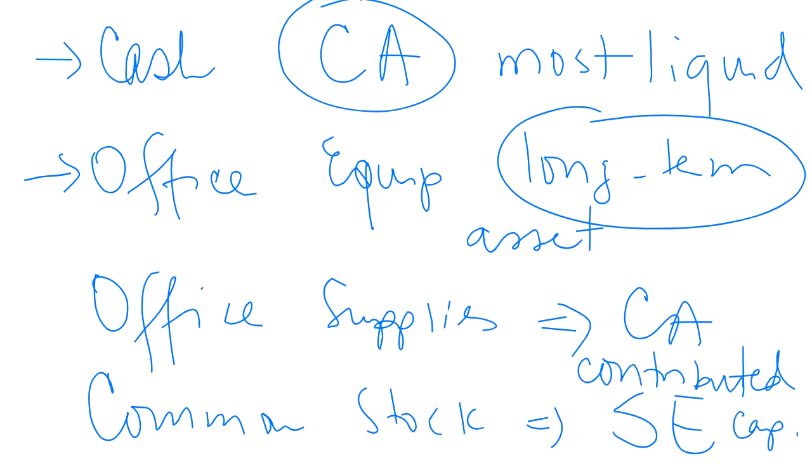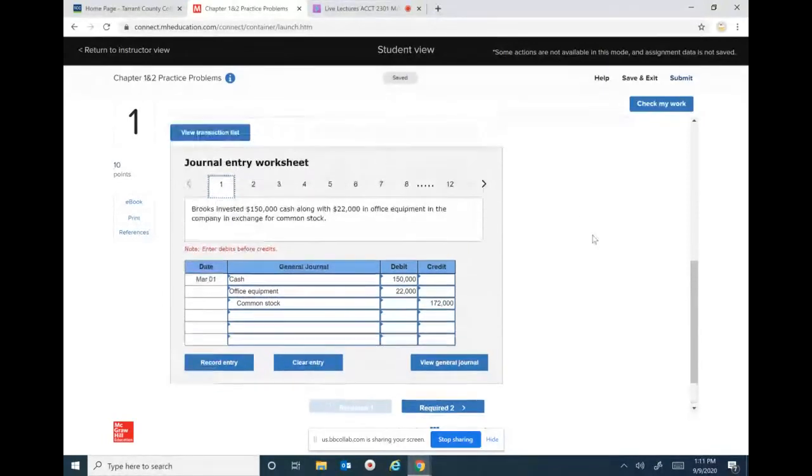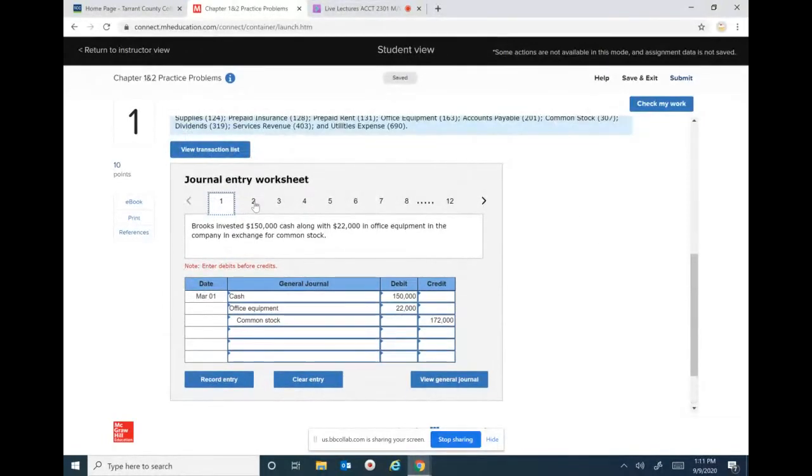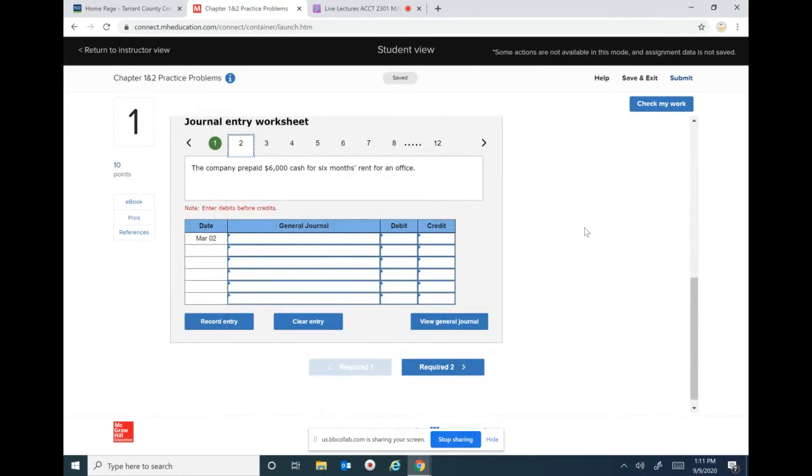So all I'm trying to accomplish with this exercise, I'll go ahead and share my screen again and go back to McGraw-Hill Connect. All I'm accomplishing here is I'm analyzing transactions, I'm journalizing those transactions, and in the process, we're going over the different types of accounts and what that means. All right, so transaction number 2. It states the company prepaid $6,000 cash for 6 months rent for an office.